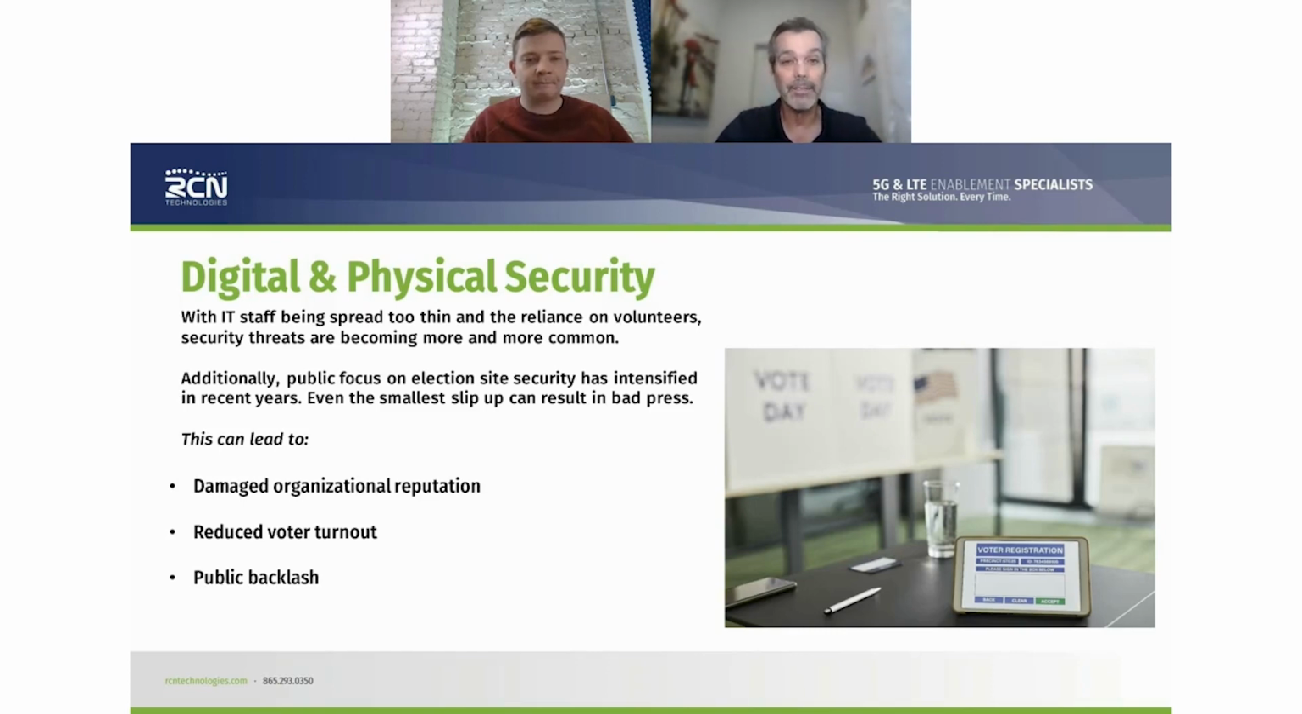So when you're talking about elections, there's been a lot of things in the news over the last year or so about concerns about the security of our elections and the security of the polling locations from a technology standpoint. The digital and physical security are both concerns. So that if something goes wrong, if a location is hacked or a device is hacked, and it causes disruptions in an election process, it can cause damaged reputation to an organization.